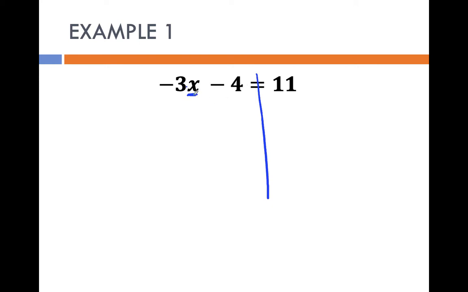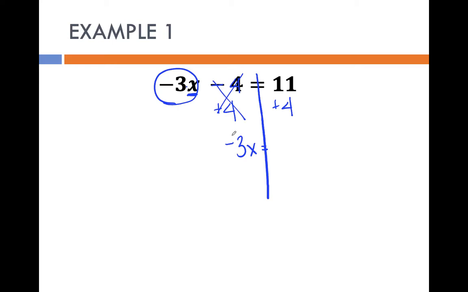So when we're trying to get the x by itself, we want to start by adding or subtracting the number that's on the same side of the variable. So we have a minus 4. To cancel that out, we need to do a plus 4. So we're going to add 4 to both sides first. What that does is that cancels the minus 4 on the left, leaving us with this whole negative 3x term.